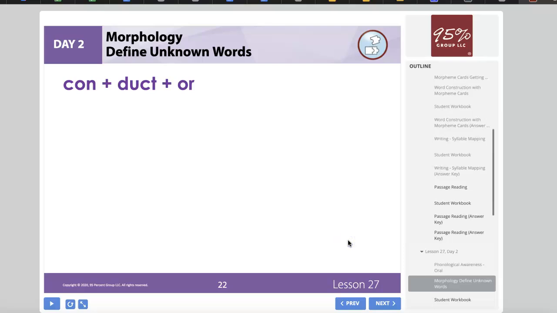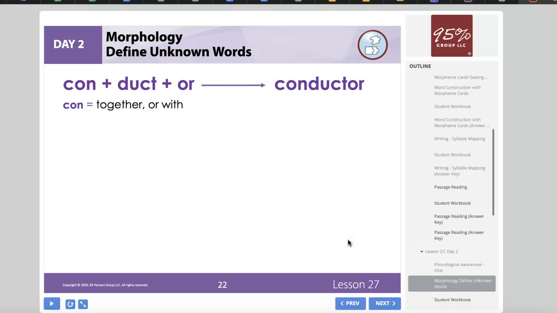Everyone, go ahead and say conductor. Clap it. Conductor. Show me with your fingers, how many syllables do we have? You should have up 3 fingers. We have 3 syllables. Great job, guys. All right. So conductor, the word is conductor.